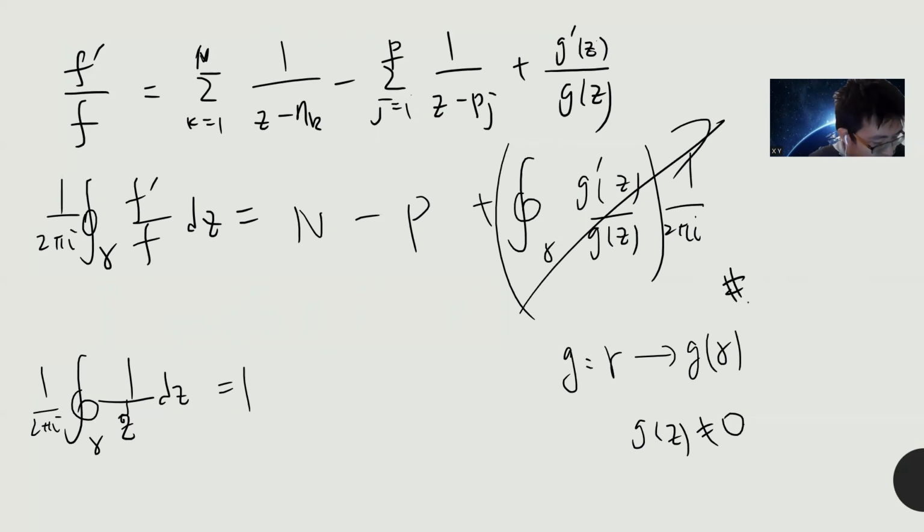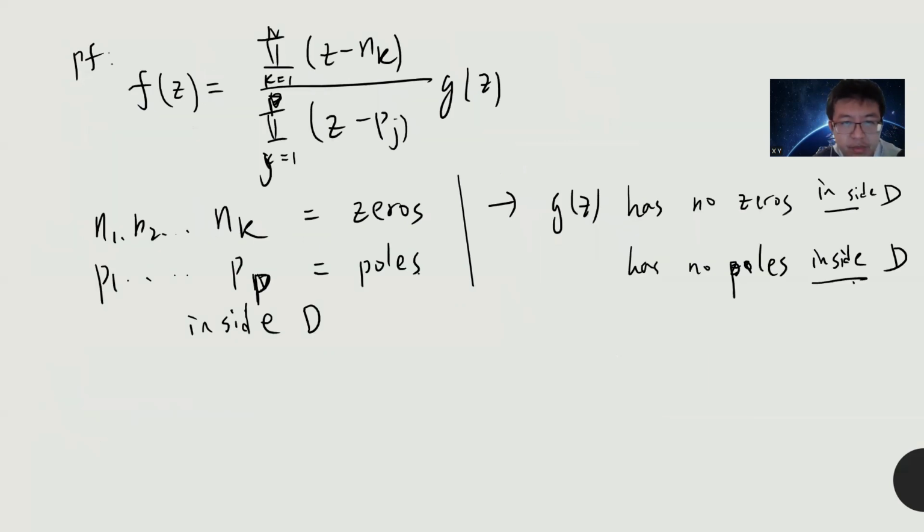Another way is to say that g prime divided by g is holomorphic, so by Cauchy's theorem you get 0. This is the proof.